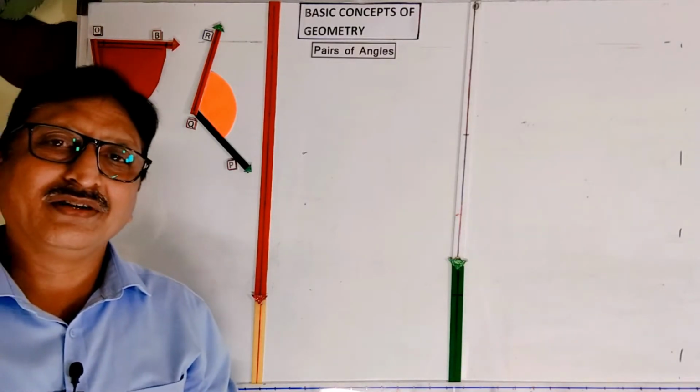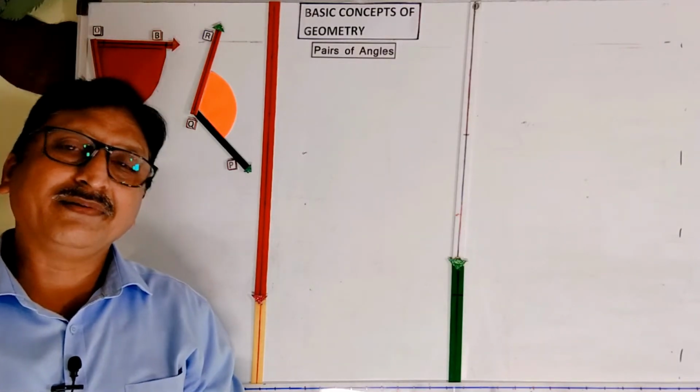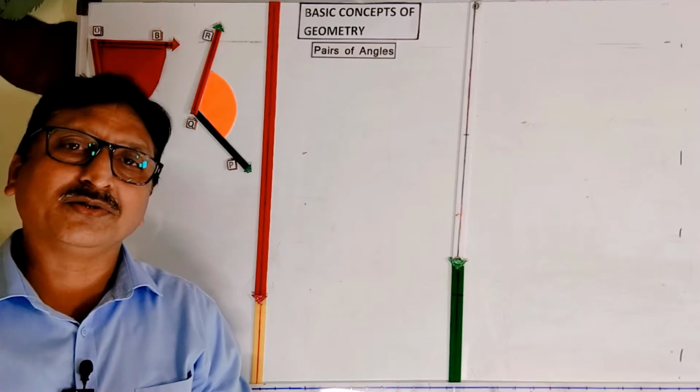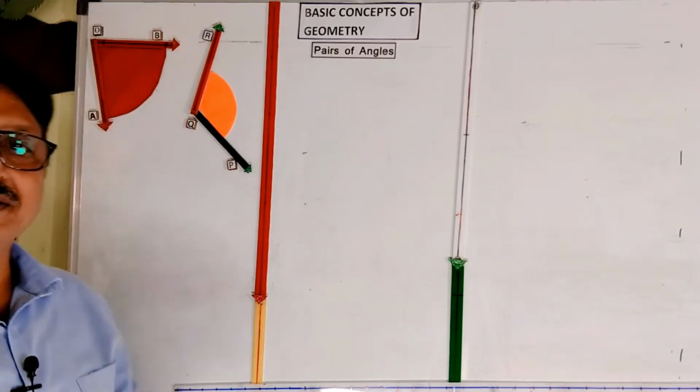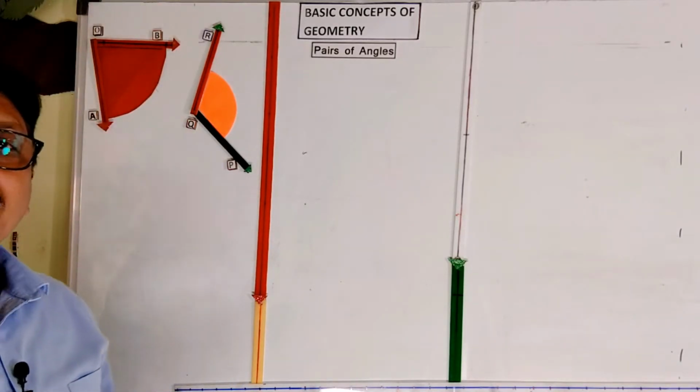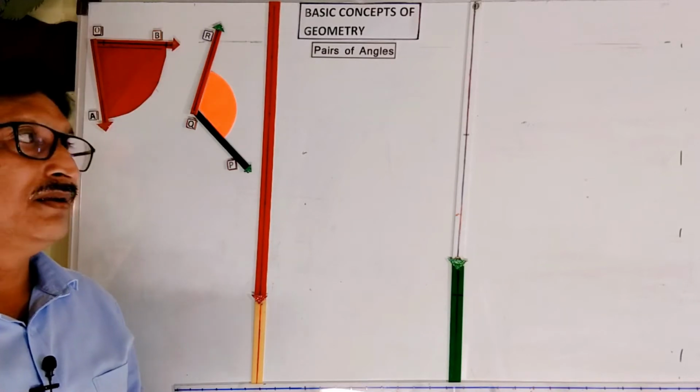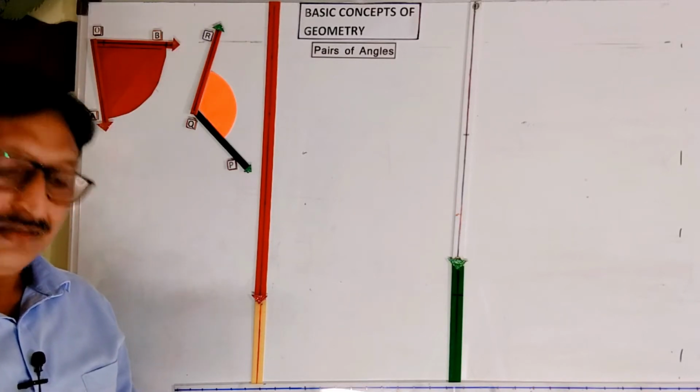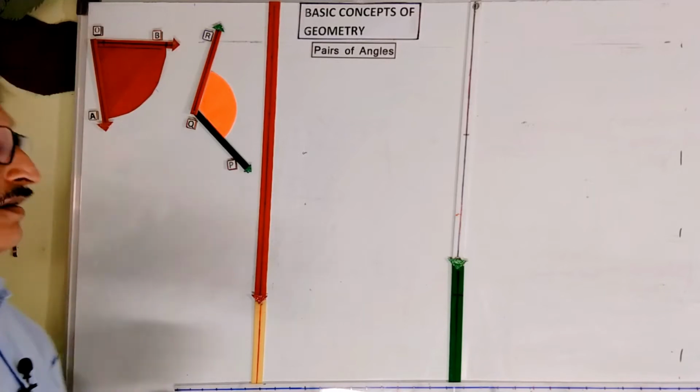Today we are going to learn about the pairs of angles. Pair means a minimum of two angles should be there. These are the two angles. Now, how to compare them, or what type of relation should be there to find the pairs of angles? Yes, there should be some common elements.